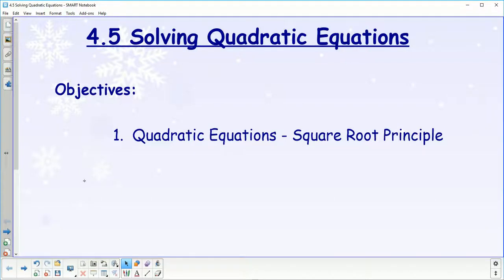Okay, Common Core Algebra 2. So we are nearing the end of our semester, at least this year, and we are in Chapter 4, Section 5 now. We're going to talk about solving quadratic equations again.